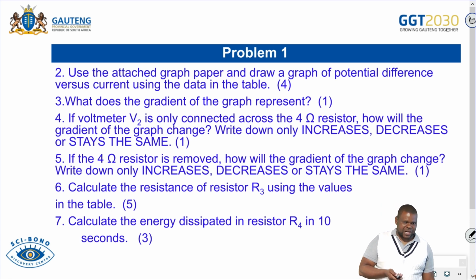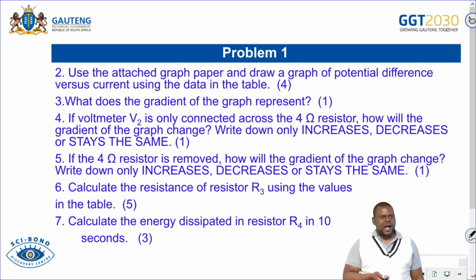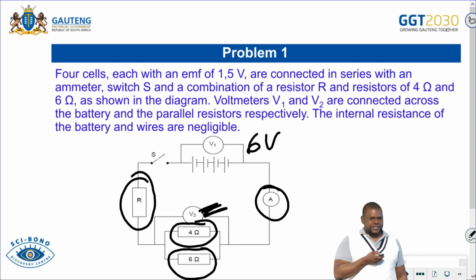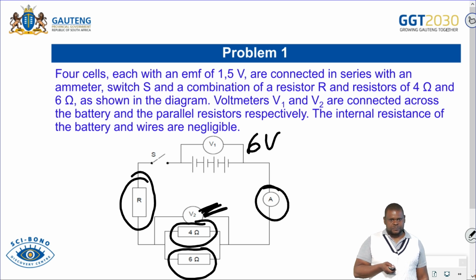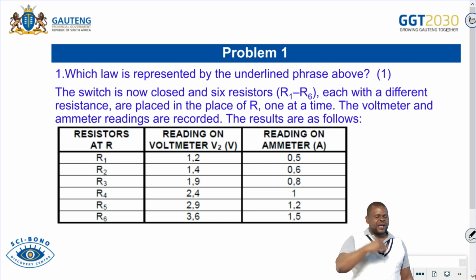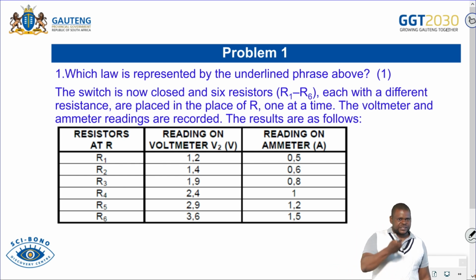It says, use the attached graph paper to draw a graph of the potential difference versus current using data in the table. That means you're going back to this diagram, to this table, and you copy this table. I will prefer that you take a snapshot of this slide and this slide. Take a snapshot of this slide, grade 11s, so that you are able to follow, because we are interchanging the slides as we're dealing with this problem. Let's look at this problem. Take a snapshot of this slide, grade 11s.